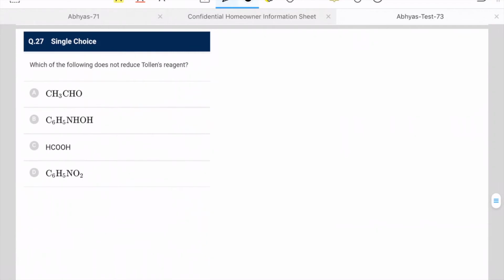Which of the following does not reduce Tollens' reagent? So in this one, normally acetaldehyde will be reducing it, this also reducing it, and formic acid also reducing it. So nitrobenzene will not be reducing. Nitrobenzene is the not reducing one that is asked. Nitrobenzene is the correct option.